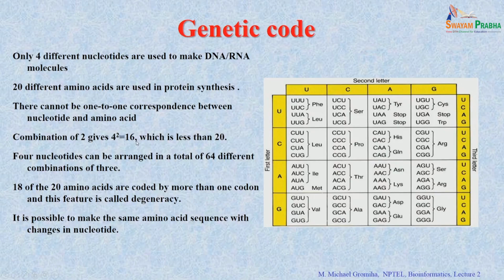4 into 4 equal to 16. So, that is also not possible because we have 20. So, these have the 3 combinations. 3 means totally how many possibilities? 64 possibilities, right. So, 4 into 4 into 4, 64 combinations, but 20 different amino acids.